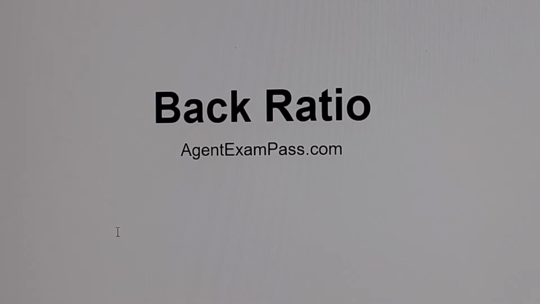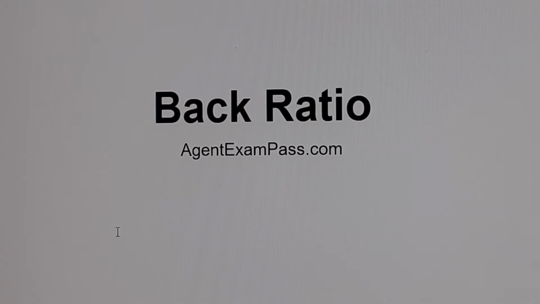A person makes $3,000 per month, has $300 per month in credit card bills, $600 in a car payment, and rent of $1,500 per month. The front ratio is $1,500 divided by $3,000, or 50%.